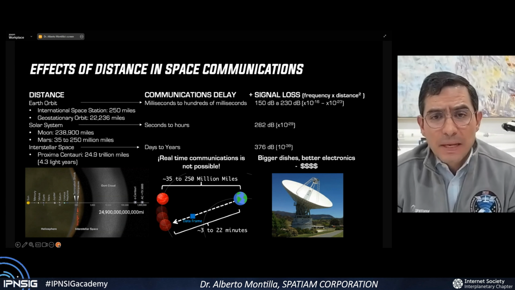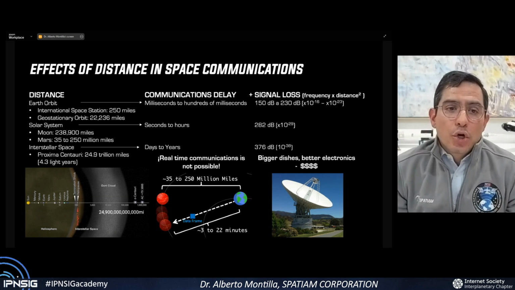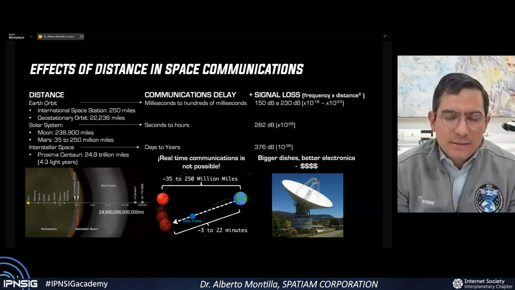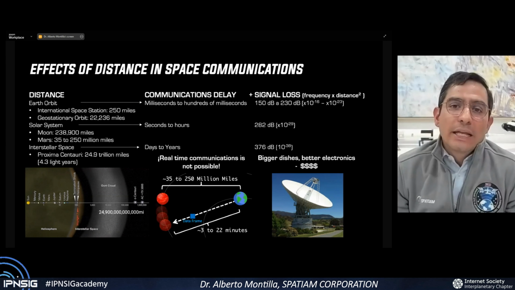So when we look at Earth orbit, it starts with the International Space Station, which is in low Earth orbit, one of the closest orbits to Earth. Now we talk about very low Earth orbit, but let's stay with LEO. Low Earth orbit, we're talking about the ISS being 250 miles away. In that case, the delay experienced in communications, which is basically how long it takes for the signal, which travels at the speed of light, to go from ground to the station or from the station to ground, is in the tens to hundreds of milliseconds.